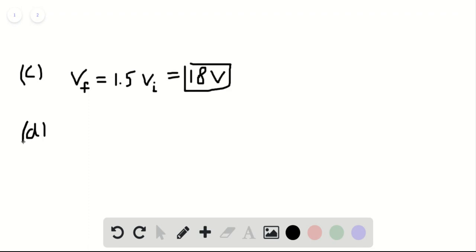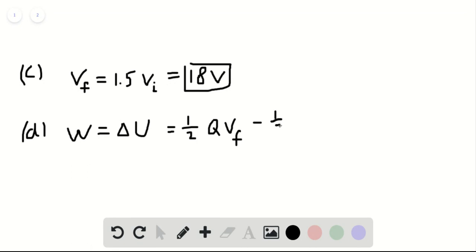Okay, so part D. Here we're asked to find the work. The work done is the change in energy stored in the capacitor. So work is equal to the change in energy, and this is potential energy, so we call it delta U. This is equal to 1/2 Q times the final voltage, minus 1/2 Q times the initial voltage, which was the 12 volts, V i.